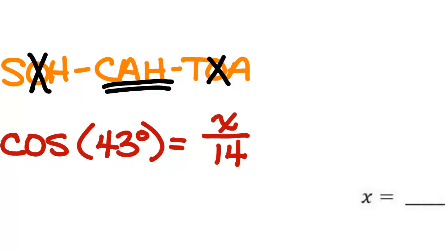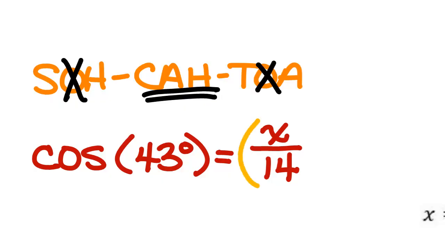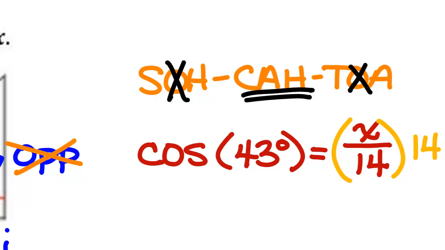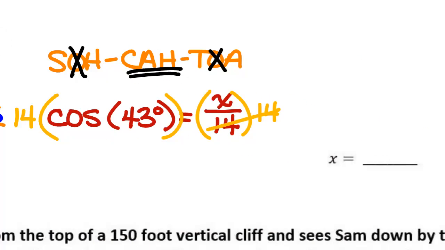What do I do now if I want to solve this for X? What'd you say? Multiply both sides by 14. We want to get the X all by itself. So I'm looking on the side where X is and figuring out how to get that side alone. That side is only a fraction. So we're going to multiply by the denominator to get rid of the fraction. Cancels out my denominator. And then I have to go grab a calculator.